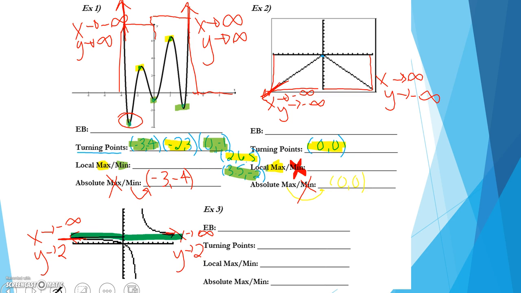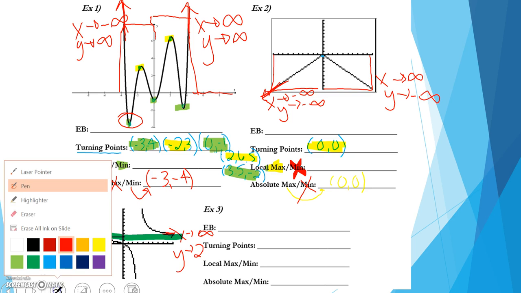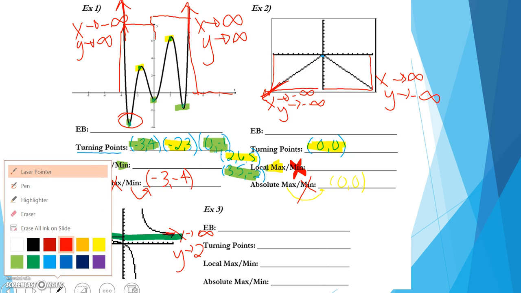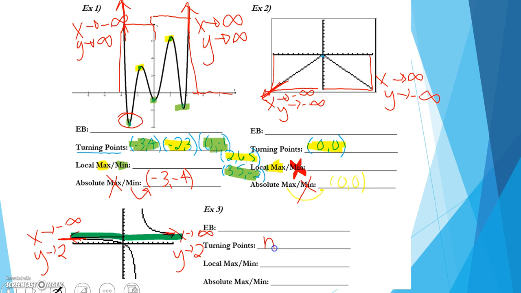So now for turning points. For this, it is only going down. If we were going to trace this graph, this one is only going down, and this one's only going down. If it's only going down or only going up, that means that it would have no turning points. And if it has no turning points, it cannot have any maxes and mins, so you can just put an arrow straight down.